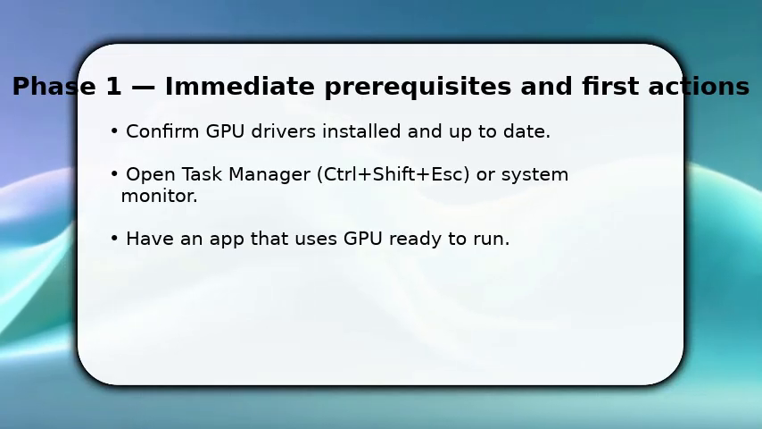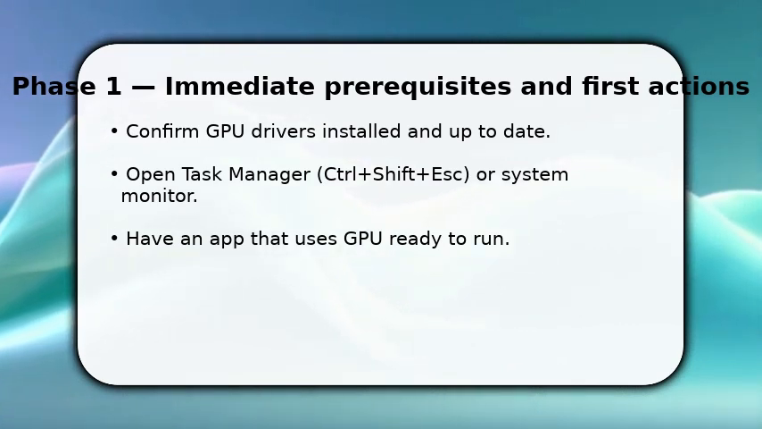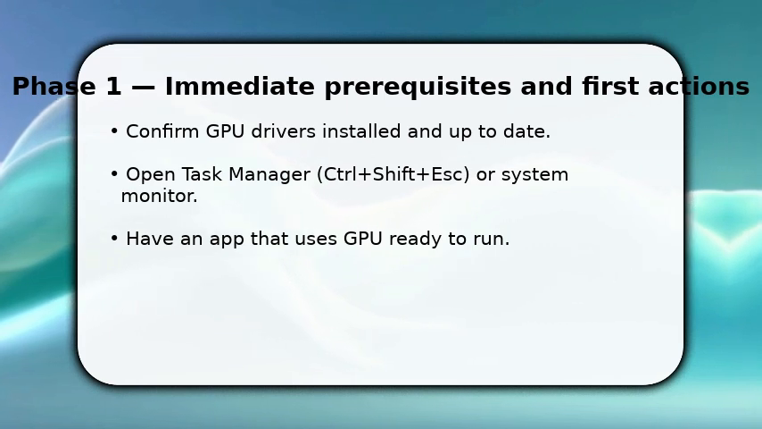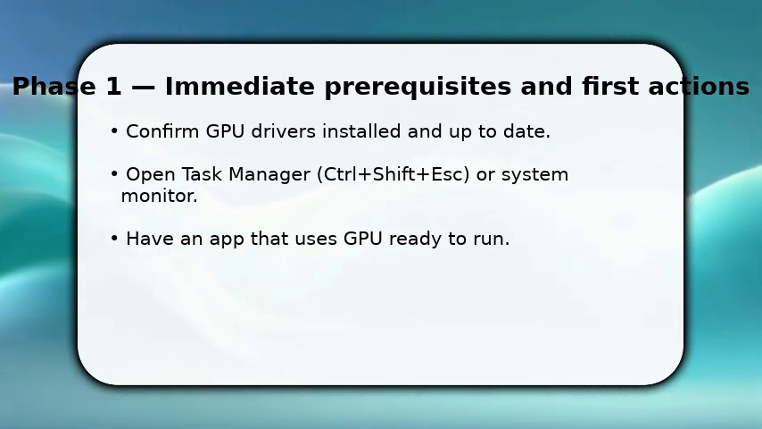You start by confirming the essentials: drivers updated and a GPU-using app installed. Open Task Manager now, press Ctrl plus Shift plus Esc, then click More Details. Once there, switch to the Performance tab and select GPU. This shows real-time usage graphs.